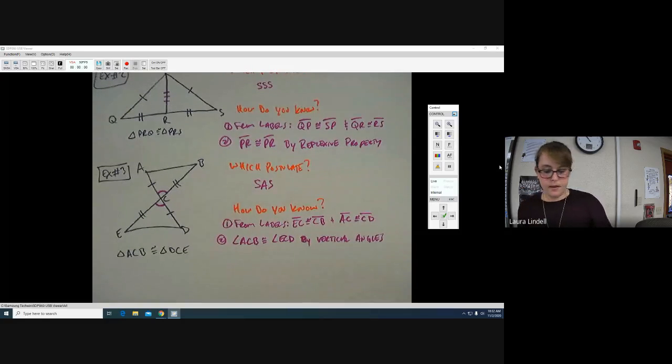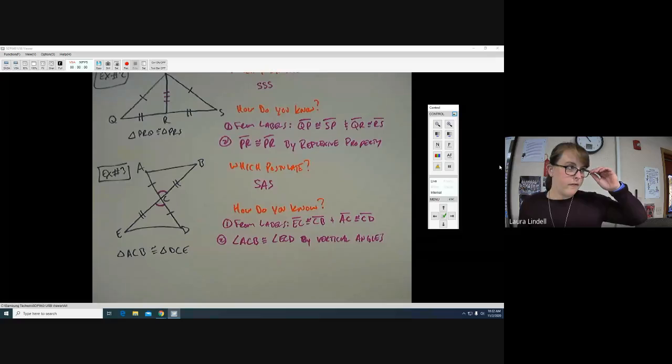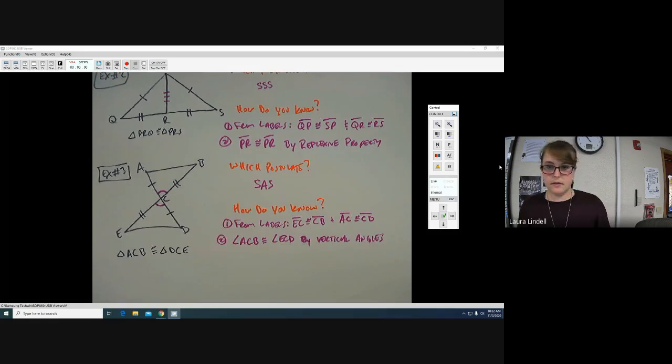Okay. So now we've seen one involving vertical angles. Give everyone a chance to catch up writing here just a moment. And then we will do one more example.